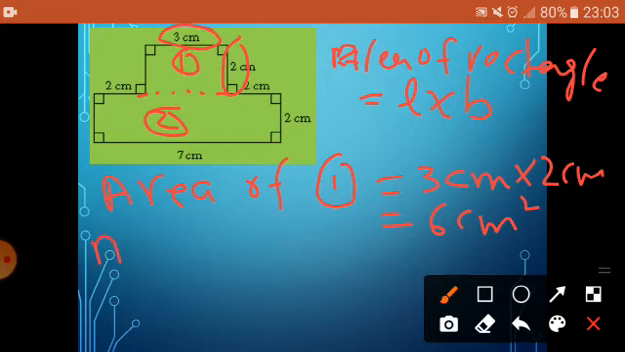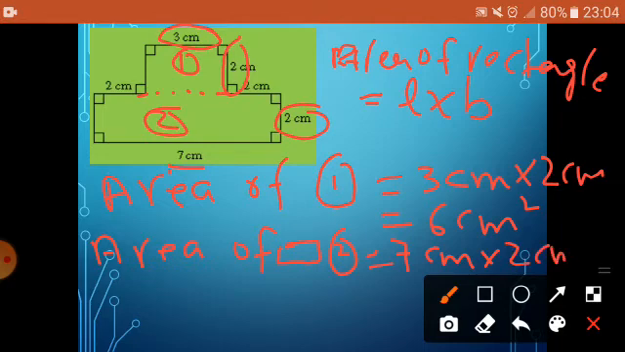Now move towards area of rectangle 2. Just draw the shape. What are rectangle 2 measurements? As you can see here, 7 centimeter and 2 centimeter. So 7 centimeter is the length, 2 centimeter is the breadth. So what is the area? 14 square centimeter. It's 14, it's not 114.